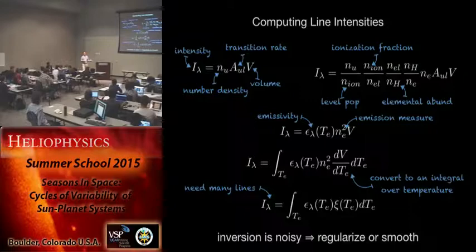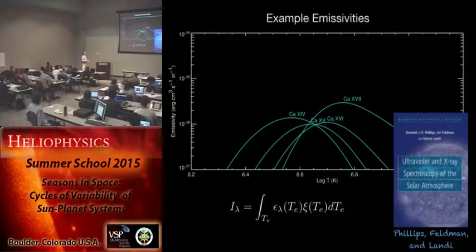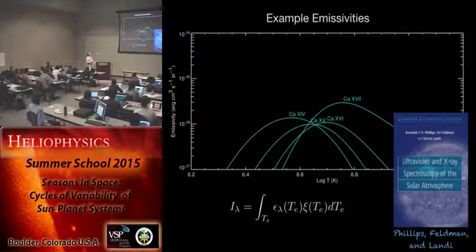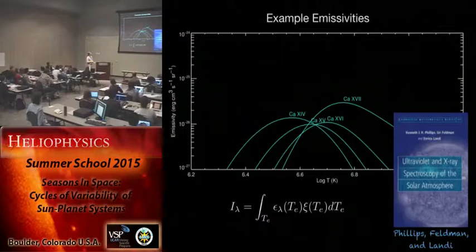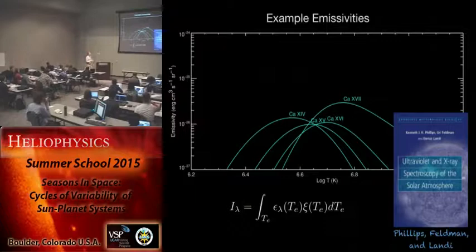All right, so here are some example emissivities, picked semi-randomly. These are calcium 14, 15, 16, and 17 lines. The idea is that since the temperature of formation for these emission lines is relatively narrow, they basically probe different regions of the solar atmosphere. If you want to measure the plasma at about 4 million degrees, you have to have emission lines like this that allow you to probe that. These lines don't tell you anything about the million degree plasma. As I said, I'm not going to describe this in too much detail, but there's a really nice book by Ken Phillips and company on this in all of its glorious detail.